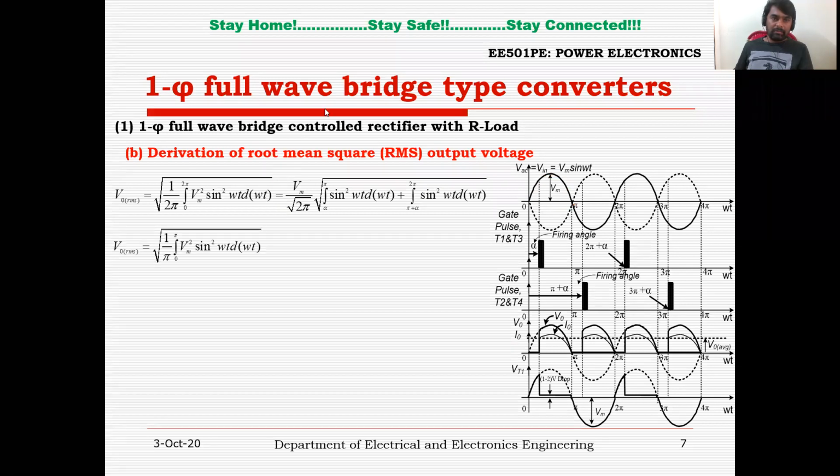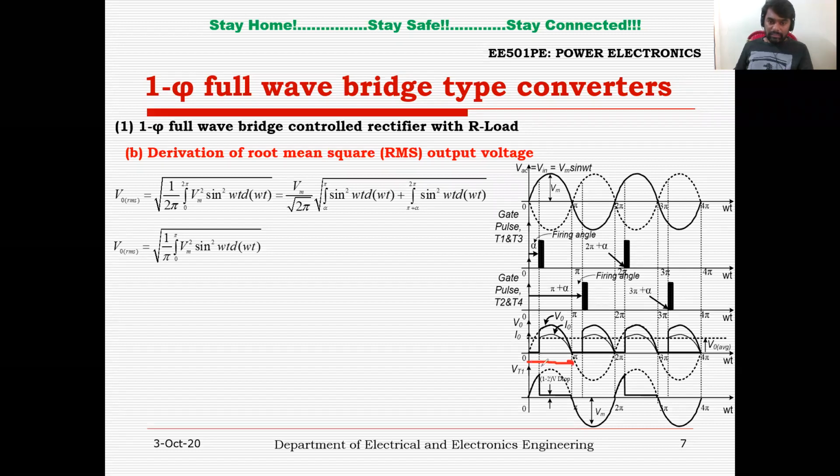Again, same thing here. I will consider only one half cycle due to symmetrical waveform. So alpha to pi, we are getting some voltage, which is Vm square sin square omega t, and the mean value is pi. So I have considered only the square root. Mean means 1 by pi, square, alpha to pi, Vm square sin square omega t d omega t.